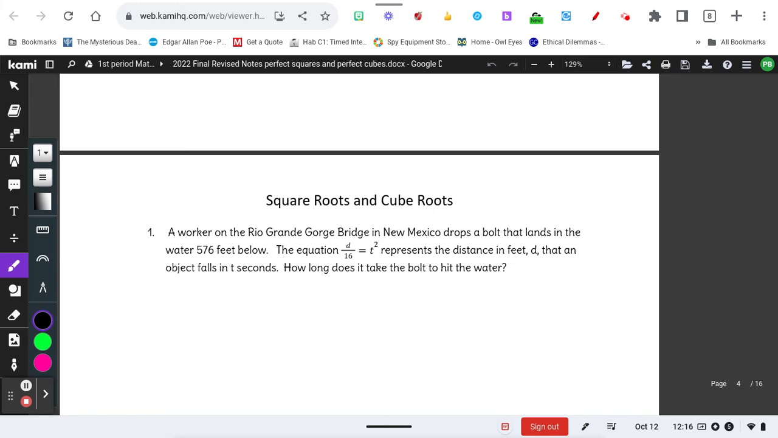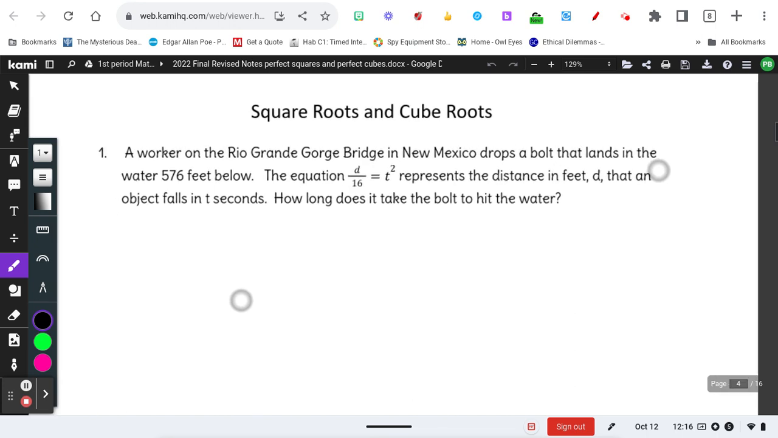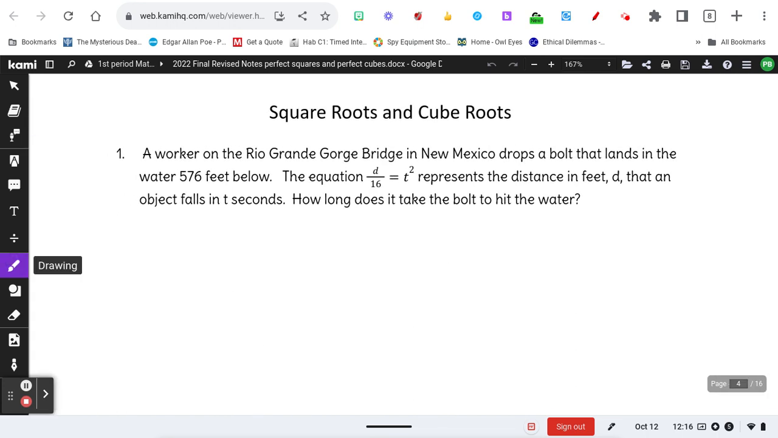All right, so we're going to get into some word problems that apply perfect squares and their square roots. So let's look at number one. It says a worker on the Rio Grande Gorge Bridge in New Mexico drops a boat that lands in the water 576 feet below. So you've got this person up on a bridge. Here's my little person. They're dropping this boat. This boat goes down so far, it drops into some water, but it goes down 576 feet.